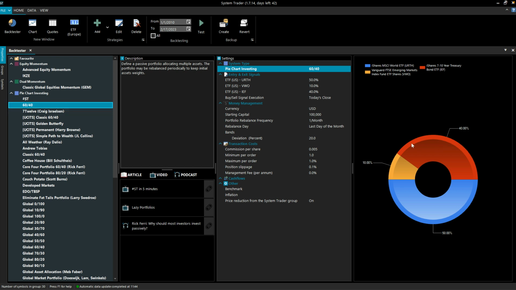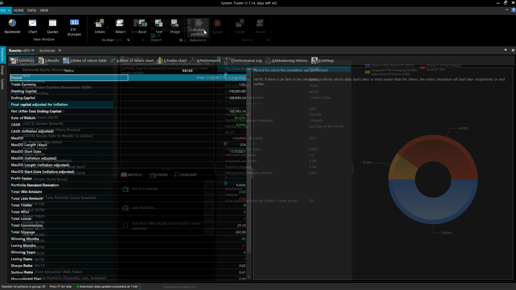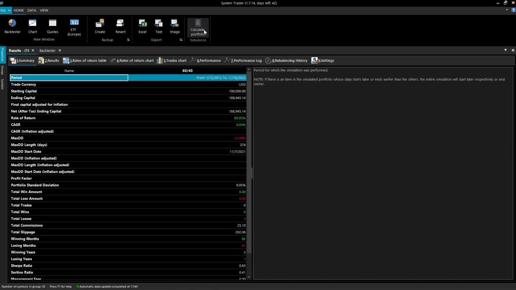And you can also see how it's built. You can see the chart of that portfolio here. So let's make a simulation using all available data for that portfolio. So I clicked All and pressed the button Test. Here we go. As we can see, our simulation started in 2012 and ended in 2022. So basically we have almost 11 years of simulation data here.